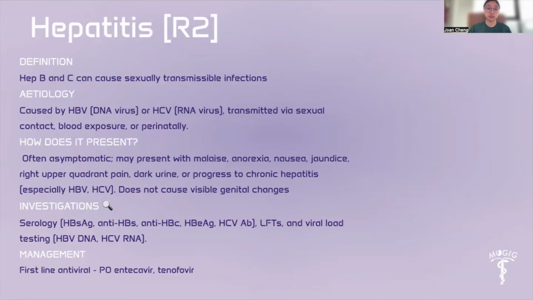Investigations would be serology, so your HBV and HCV serology, LFTs, and viral load testing. The first line management is antiviral, so you got your oral antivirals.